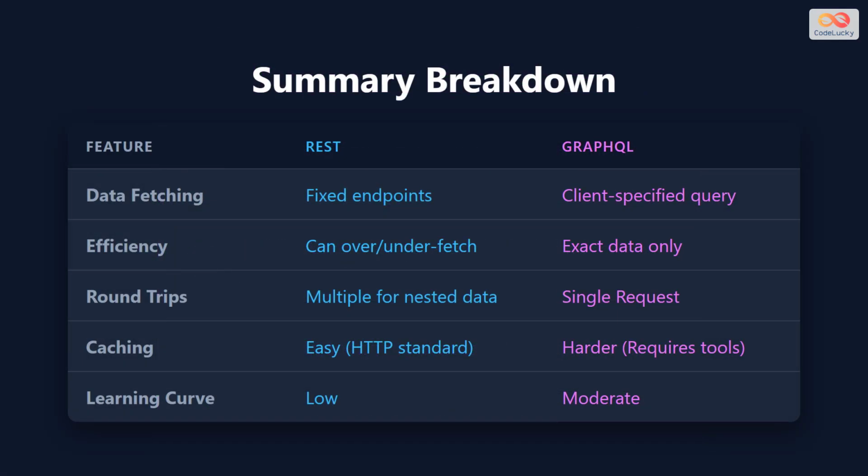To summarize, REST uses fixed endpoints and is great for simplicity and caching. GraphQL uses a single endpoint with a flexible query language, making it efficient for complex data needs. Neither is strictly better than the other. The right choice depends entirely on the specific requirements of your project.